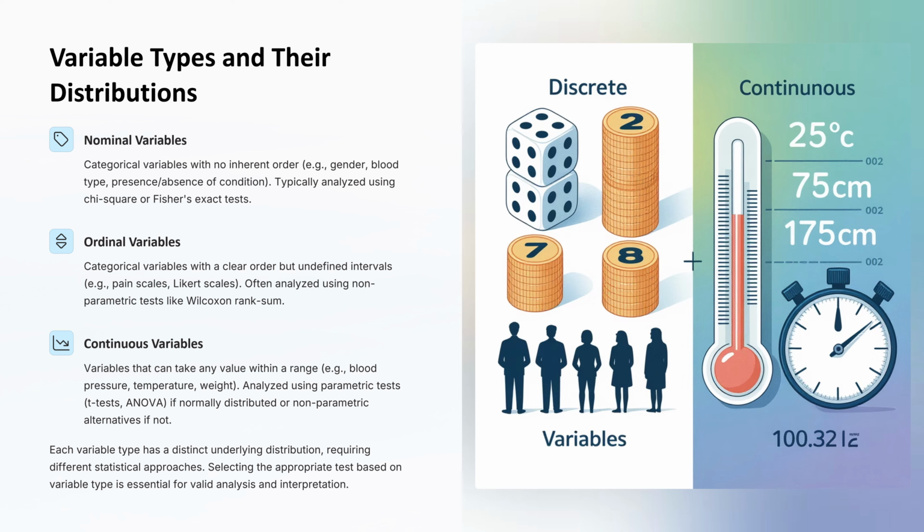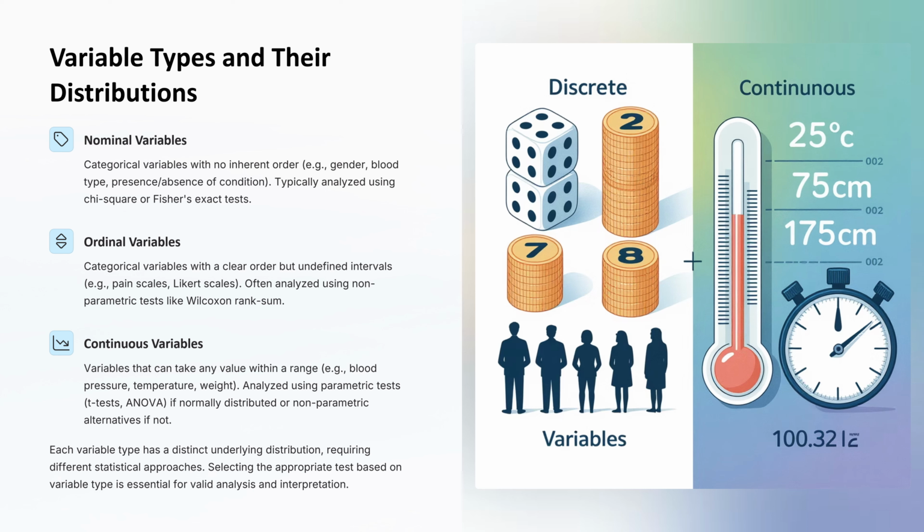Ordinal variables are categorical variables again, but they have a clear order, like a pain scale from 1 to 10, because it gets more intense as you go to 10, or a Likert scale. That's something like you do these all the time with student evaluation of teaching from a 1 to 5. How much did you like this course? Not very much, a little bit, very much, etc. And ordinal variables use non-parametric tests because they're not uniformly distributed, like Wilcoxon rank sum tests.